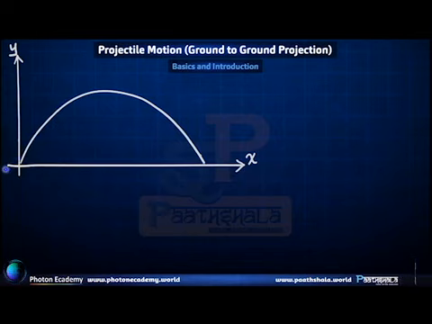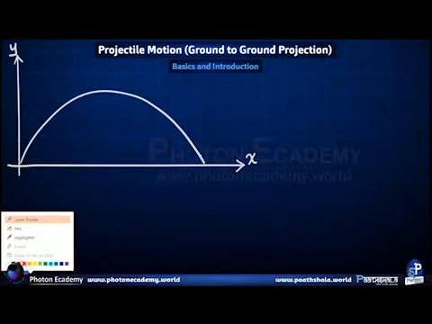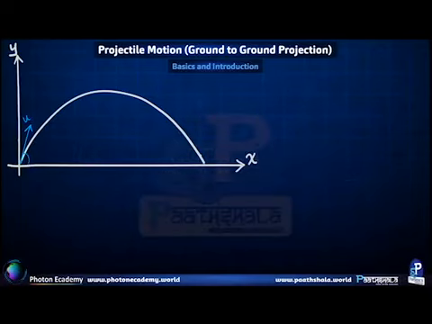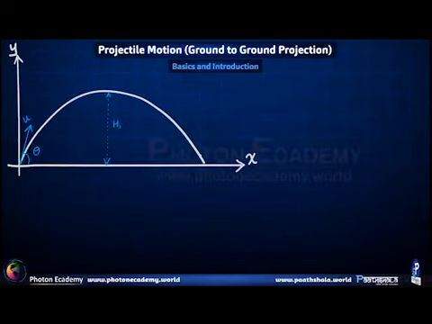Here we have drawn the x-axis to be parallel to the ground and the y-axis to be perpendicular to the ground. When a projectile is thrown or projected, we define a certain set of parameters with respect to it. The velocity of projection is u and the angle of projection is theta. The maximum height that the projectile reaches from the ground is labeled as h max.